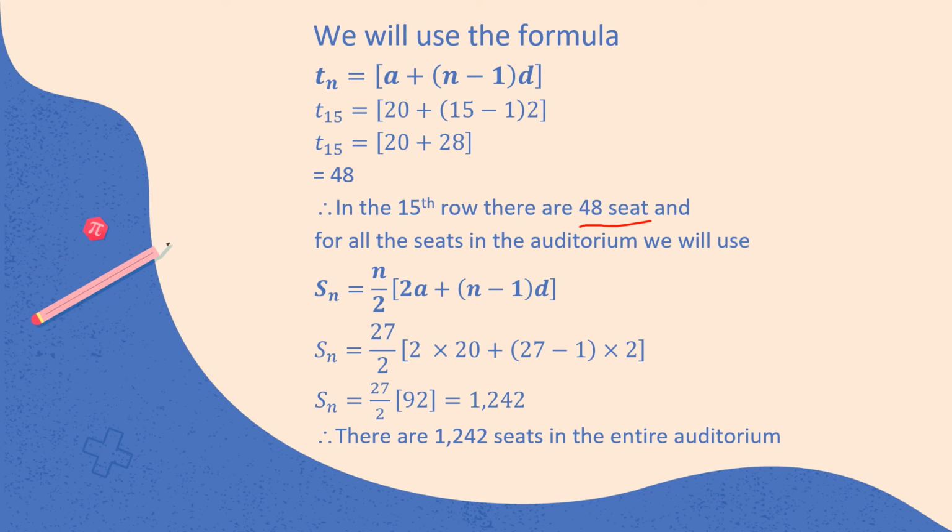And for all the seats, we would use the same formula we used in the earlier slides, n upon 2 in brackets 2a plus n minus 1 in brackets d. We substitute the total number of rows, which is 27. Now 27 upon 2 into 2 into 20 plus, and you can see the calculation. You would get a figure of 1,242 seats in the entire auditorium.